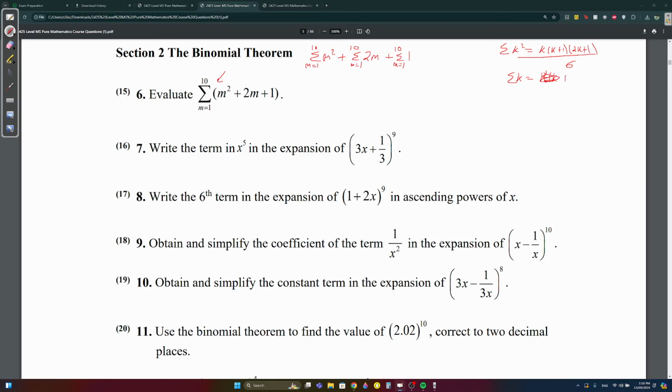instead of k, write n, it doesn't matter, n(n plus 1) over 2. But you get it. It's the rule that I'm trying to say. Anyway, it's up until 10, so it's going to be 10 times (10 plus 1), which is 11, times (2 times 10 plus 1), which is 21, over 6.